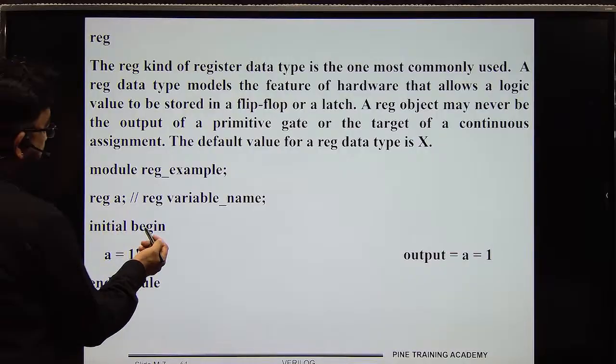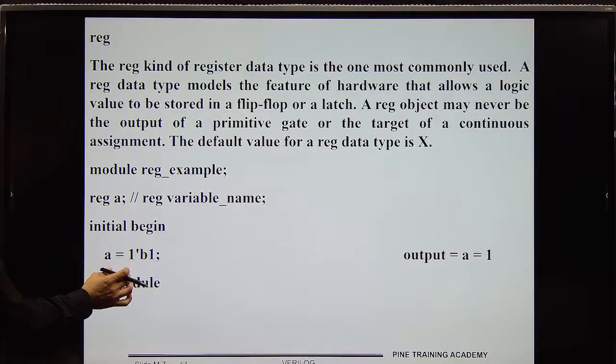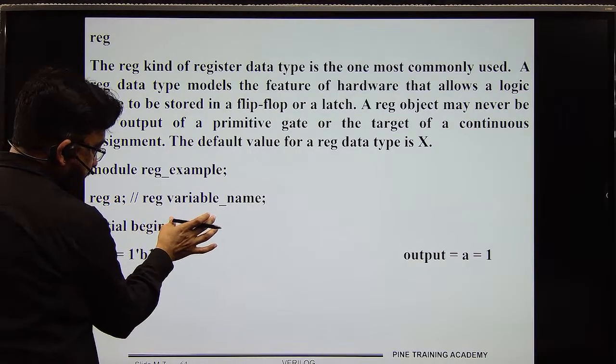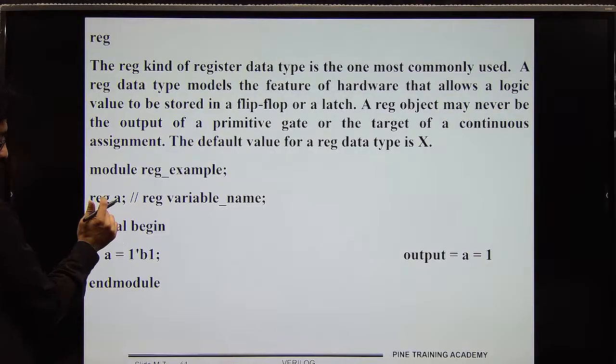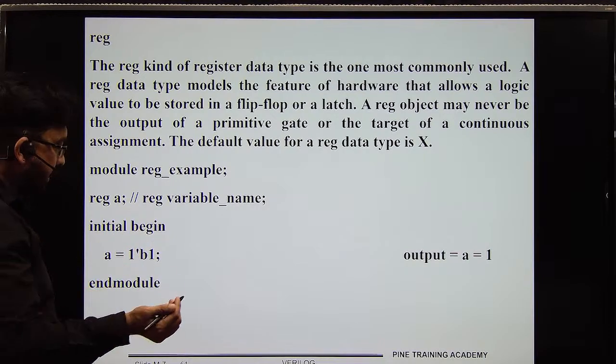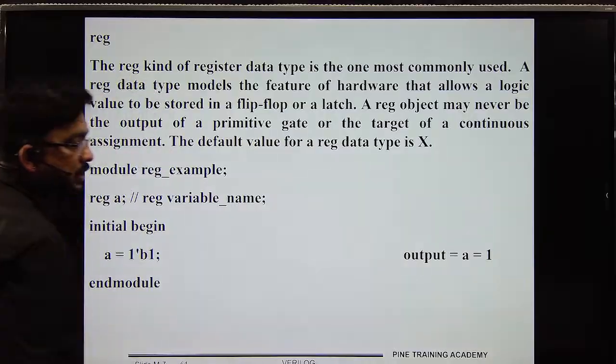So the simple example है: module, reg a, initial begin. Simple example of reg. The syntax of calling reg is that with the help of the keyword reg, you are assigning the input or any variable name. ठीक है, variable name that is your user defined a, and I have given the value of a as 1. Okay, then my output is a is equal to 1.